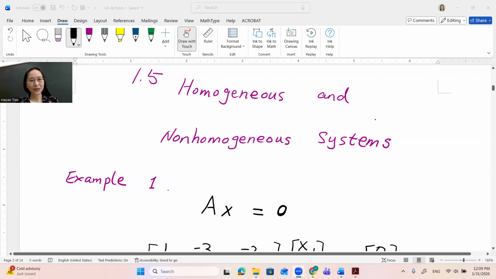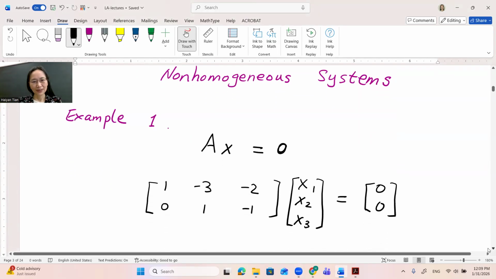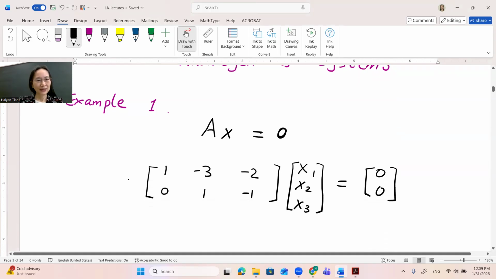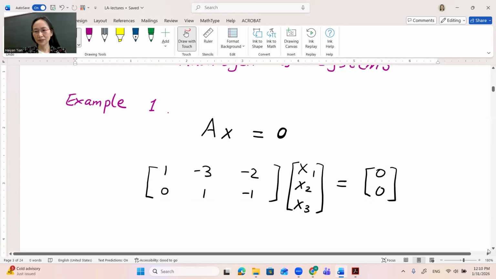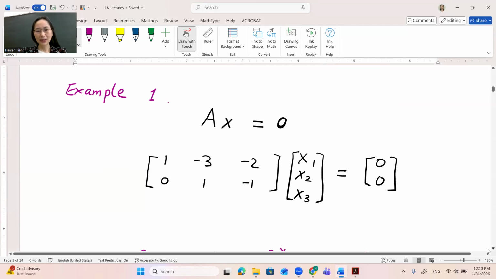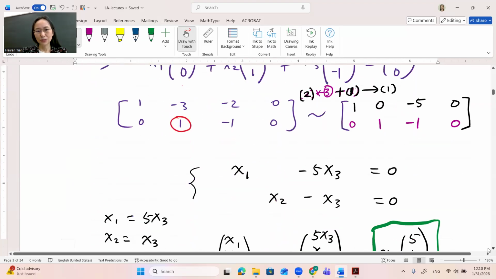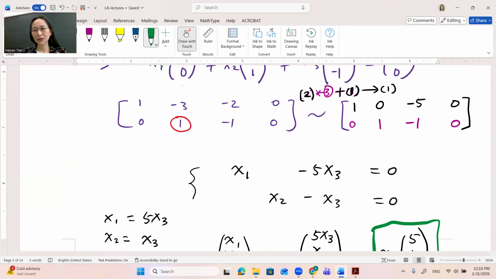After we solved homogeneous systems, now we look at a couple of non-homogeneous systems. So here is the homogeneous system we solved earlier. In this example, we have a matrix involving 3 variables, and with the 0 vector on the right-hand side, it's a homogeneous system. And after we worked on the augmented matrix, that is, we reduced the augmented matrix to the reduced echelon form, right?